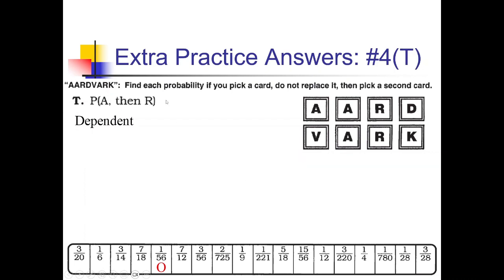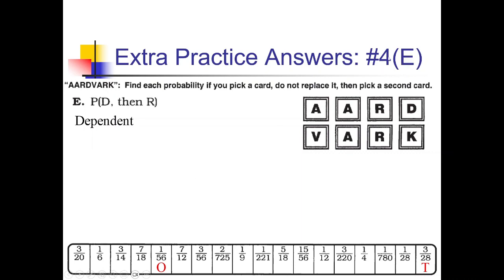For the next problem, I'm picking an A, then an R. So initially there are 1, 2, 3 A's, so 3 out of 8 chance there. After I take one of those, there's 7 letters left. For R's, there's only 2 of those, so 2 out of the remaining 7 cards are R's, so multiply by 2 over 7. That's going to be 6 over 56, which I can reduce by 2's to get 3 over 28. 3 over 28 is going to be right here, so that's a T.